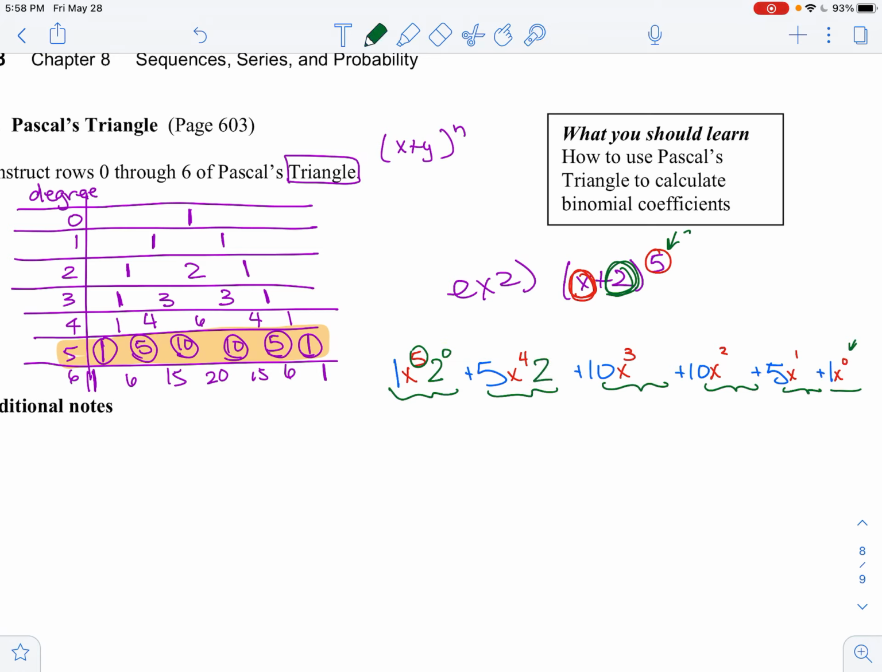The next one, 2 to the 1, because 1 and 4 make 5. And then we've got 2 to the 2. Remember, these are all being multiplied. And remember, 3 and 2 make 5. And then we've got 2 to the 3rd, because 3 and 2 make 5. And then we've got 2 to the 4th, because 4 and 1 make 5. And then 2 to the 5th, because 5 and 0 make 5.